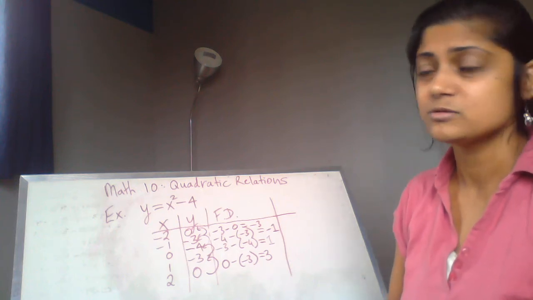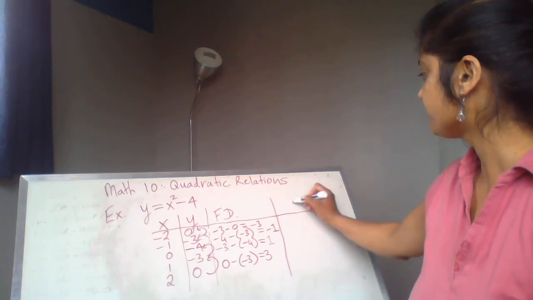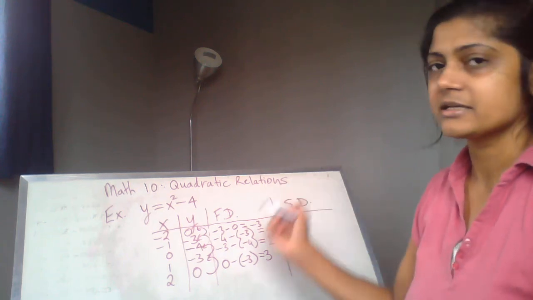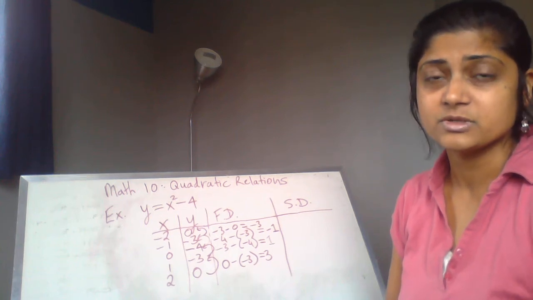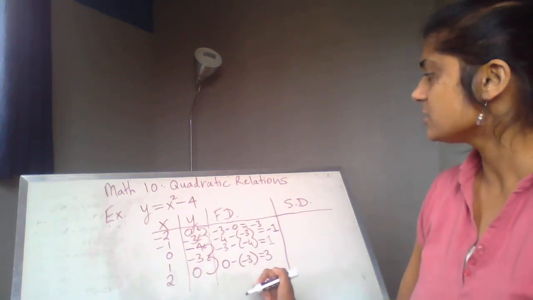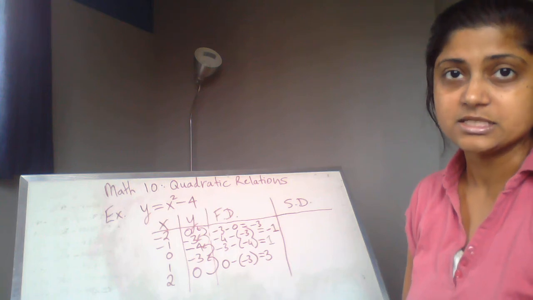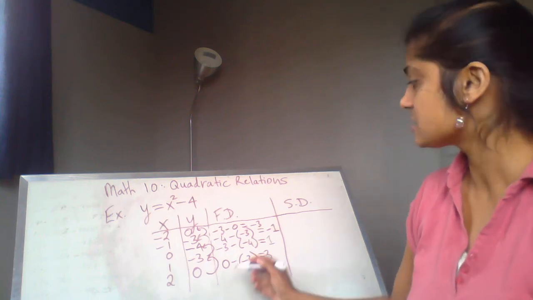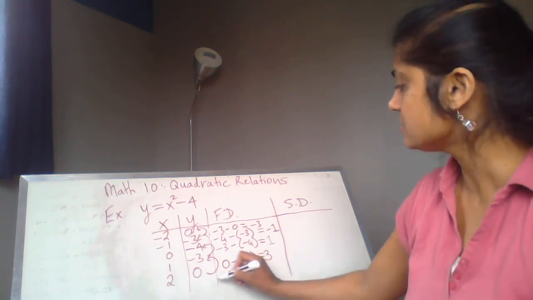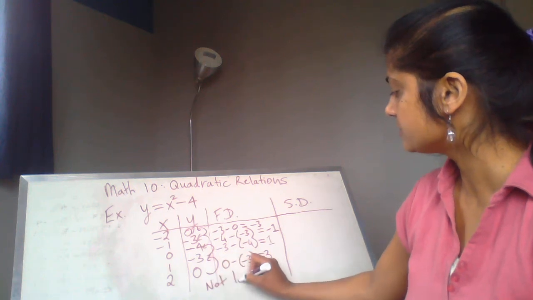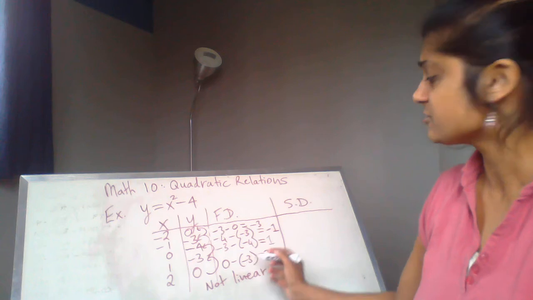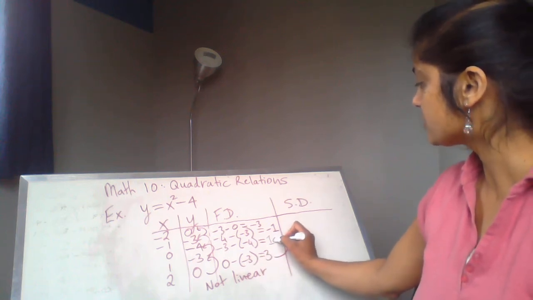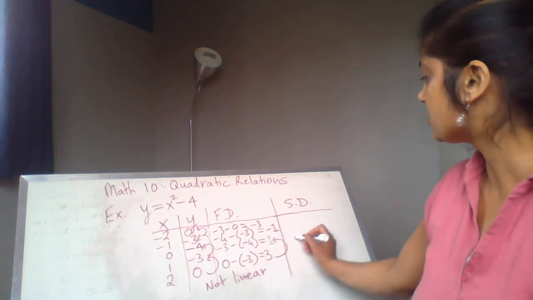What I'm going to do next is extend my table here. This is the second difference, and the second differences will tell you whether or not this relation is quadratic. Now you notice all the first differences are different, so I know that it is not linear. So let's put not linear. And that's the only time I'm going to move to the second difference. Again, I'm going to start with these numbers here. Start from the bottom going up.